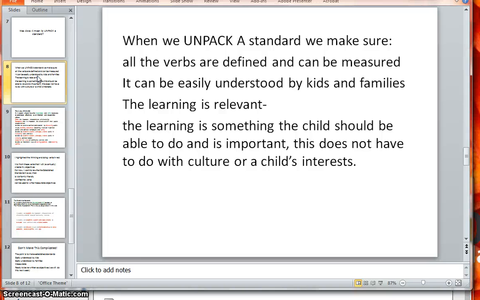We're not using words like know and appreciate, and it can be understood by kids and families. We'd want to take any teacher-ese out of them and make them easy so that our students can understand and their families can understand. And that they're relevant. The learning is something the child should be able to do and is important. This doesn't have to do with culture or a child's interests, but that when we say something's relevant, it's something that child of that age, of that pedagogy, can actually do, and that it is important work.